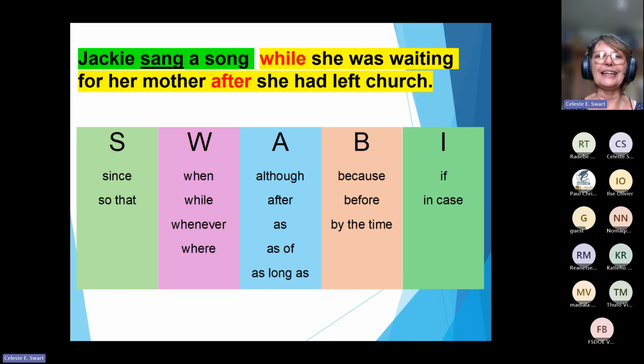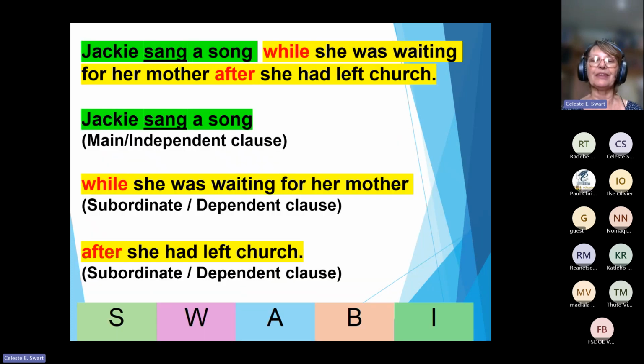So let's have a look quickly. We've looked at the simple sentence, compound and complex sentences, and I want you to go and try the quiz on your own after this. Okay, here it's been set out very nicely for you. Jackie sang a song, main or independent clause. While she was waiting for her mother, dependent. After she had left church, dependent clause. So we can see here that the "while" and "after" rely on something else. It's subordinate to something else.